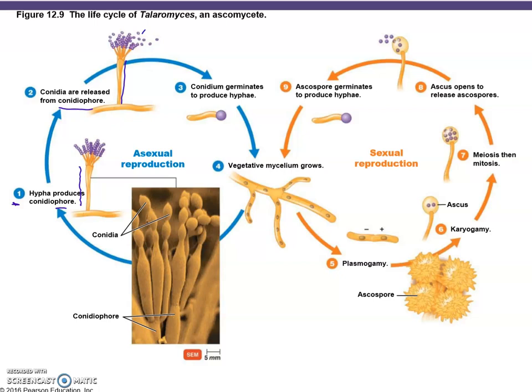They can germinate, produce hyphae, and they could continue vegetatively on this cycle right here, or they could switch over, and then these vegetative hyphae, they could actually produce plus and minus cells in plasmogamy, and they could then fuse together, karyogamy, and then do meiosis first, then mitosis, sexual reproduction. That's typical for that. And then the ascus eventually opens and releases ascospores. That's these guys right here. And then they germinate into hyphae. And then we could either stay in the sexual reproduction cycle or move over to asexual.